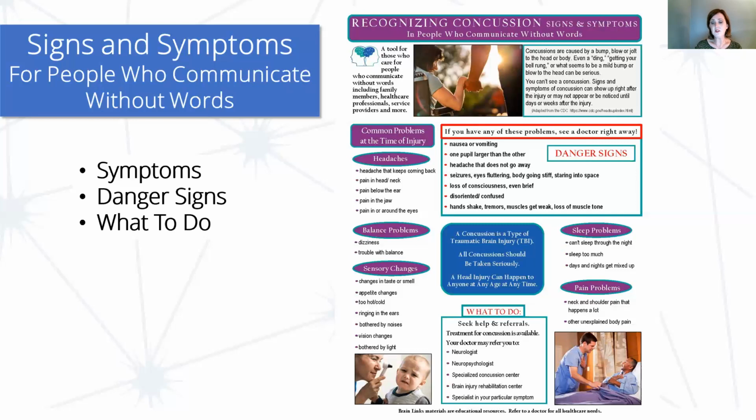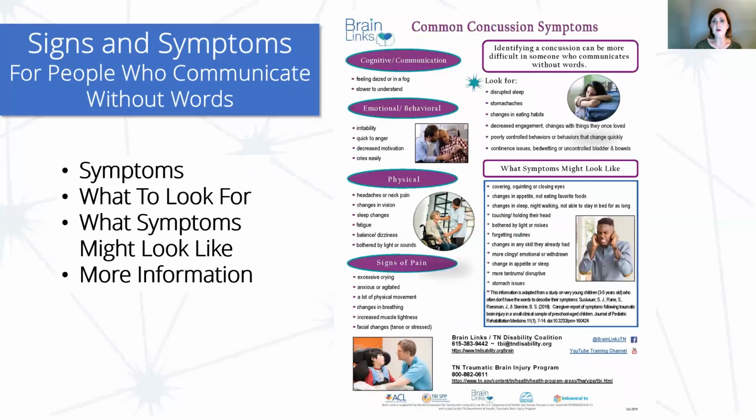And then we have that what to do section. Get the treatment from a person who's experienced in treating someone for concussion or brain injury. Might be a neurologist. You might need a neuropsychological exam. You might go to a specialist who sees people for concussion, a rehab center, or someone who specializes in that particular symptom. Now let's look at the back.